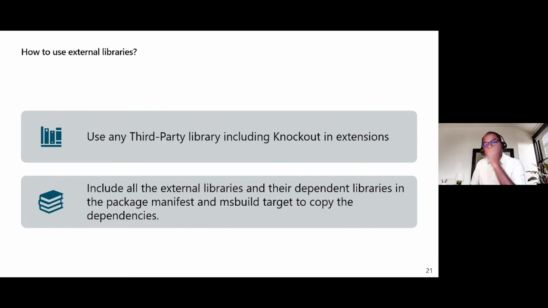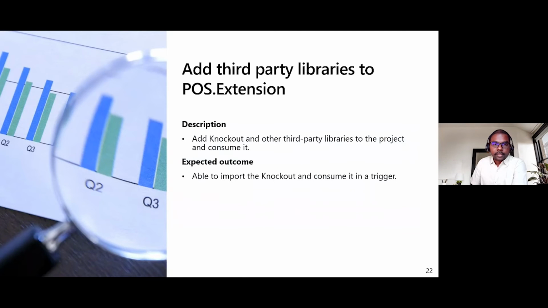In case you want to add additional third-party libraries to your project, you need to make sure that you add the external libraries and also their dependent libraries in your project manifest and MS build target to copy the dependencies. In our demo next, we'll see how to add any third-party library. We'll start with knockout.js and all the steps involved to add it to the project and how to consume it.